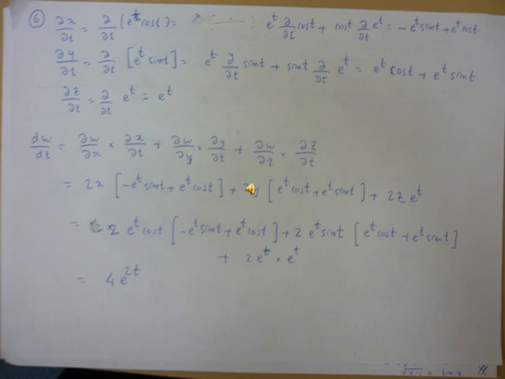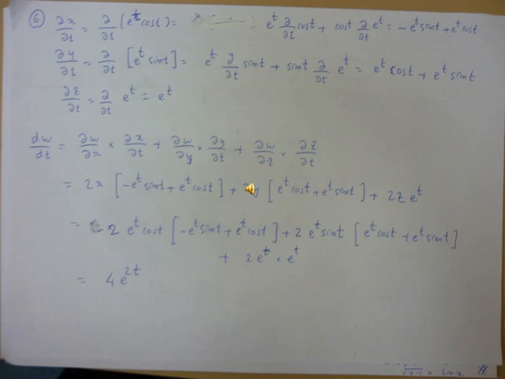So d by dt of e power t cos t equals e power t d by dt of cos t plus cos t d by dt of e power t. So we differentiate cos t, so that is minus sin t, so minus e power t sin t. And also we differentiate e power t, so e power t we get again, so there will be plus e power t cos t. So there will be minus e power t sin t plus e power t cos t.